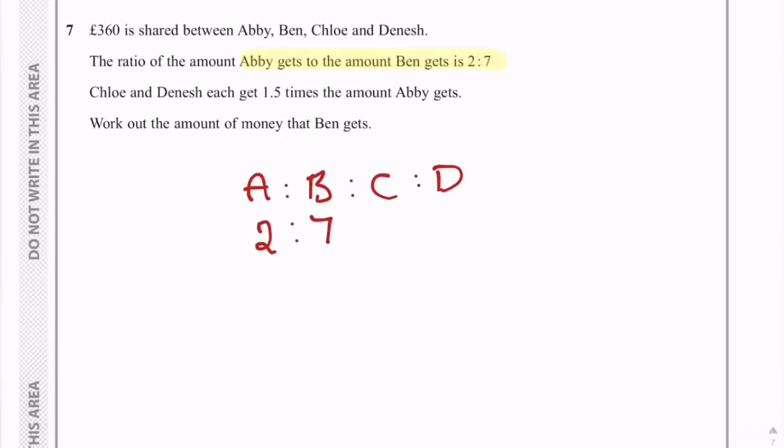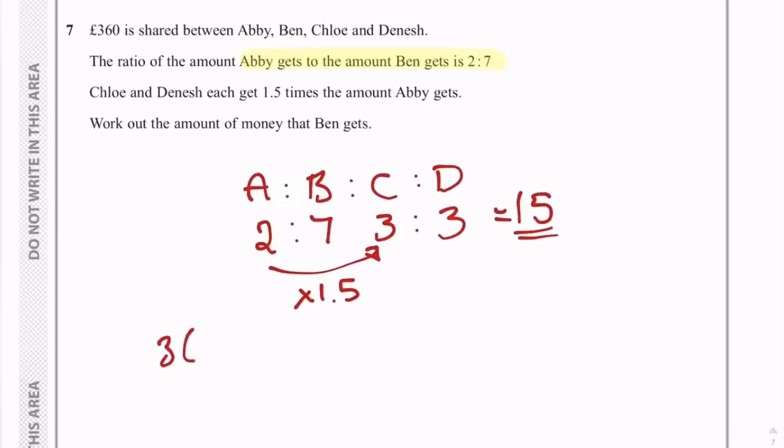Now if Chloe and Dinesh each get 1.5 times the amount that Abby gets, well, if Abby gets 2 parts, timesing that by 1.5 gives you 3, and 3 because they both get 1.5 times what Abby gets. So that's our ratio for the amount that all 4 of them get. It says work out the amount of money that Ben gets. Now all we need to do is split this into a ratio. So these parts all add up to 15. So there are 15 parts. And if we do 360 divided by those 15 parts, it tells us that there is £24 per part.